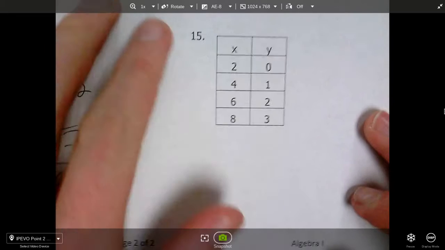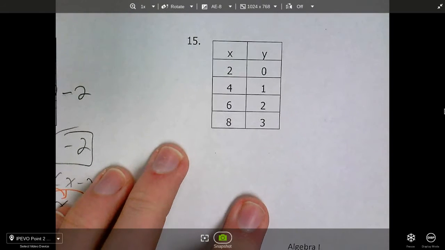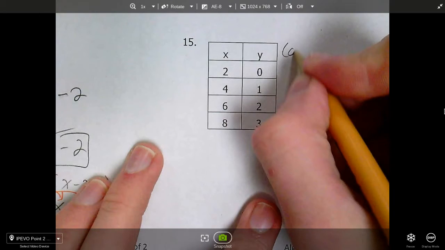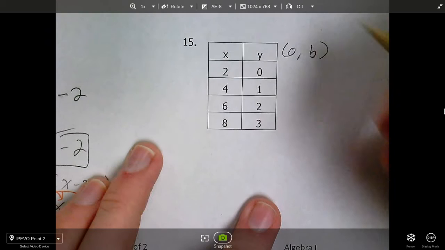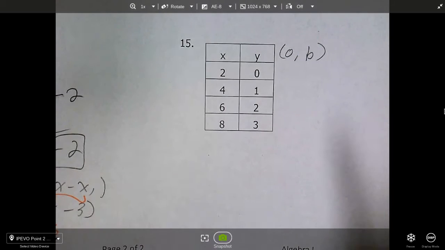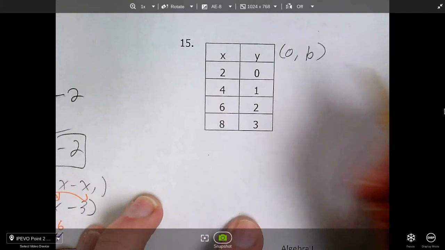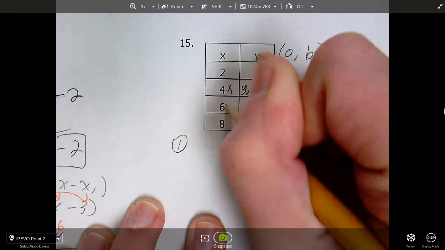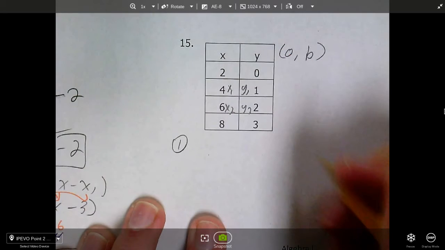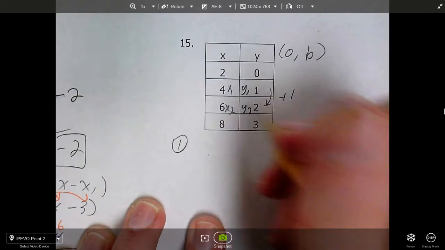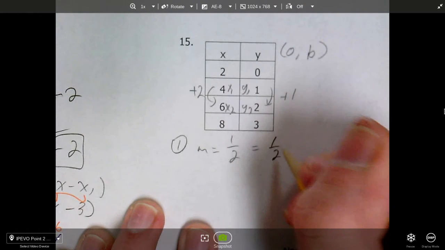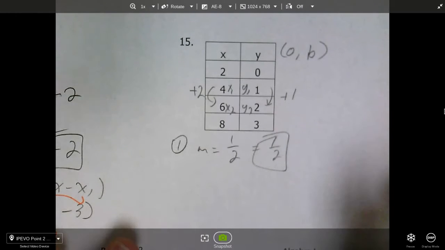All right, number 15. Do we have the slope and y-intercept? Now be really careful because the y-intercept is always 0, comma b, whatever b is. So what we have is not the y-intercept. It's actually the x-intercept. So we don't have a y-intercept. So let's see if we can find the slope. Let's see, x1, y1, x2, y2. So that's increasing by 1, and increasing by 2. So the slope is 1 over 2, or just 1/2.